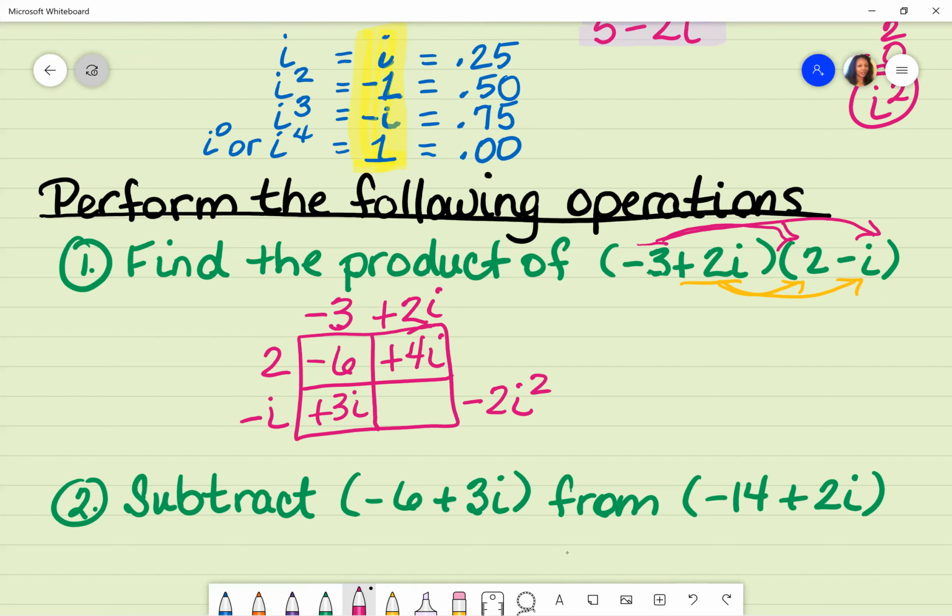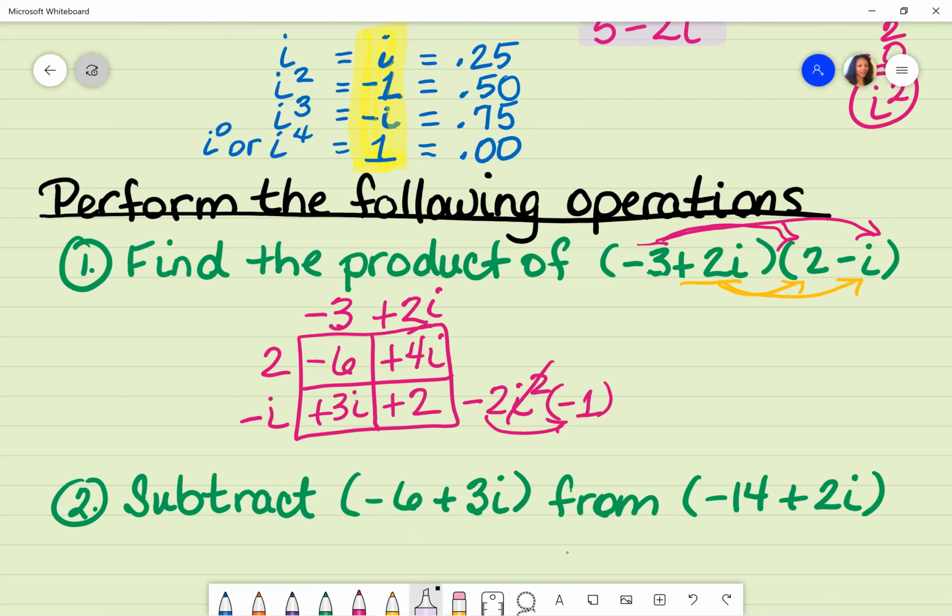So I wrote this on the outside of the box because I know that this i squared is going to go away, because based off of my chart above, i squared really means -1. So if I had a -2 next to an i squared, that means I'm multiplying. So -2 times -1 is actually a +2.